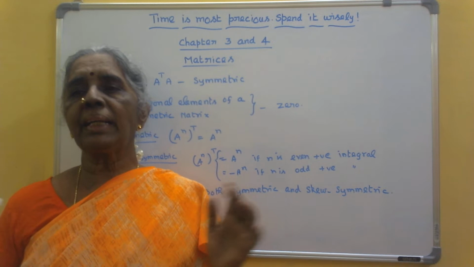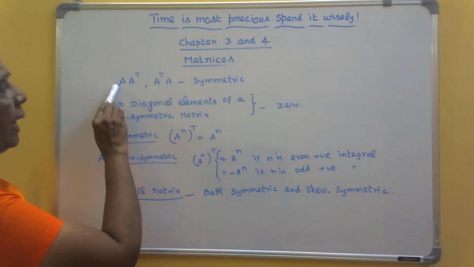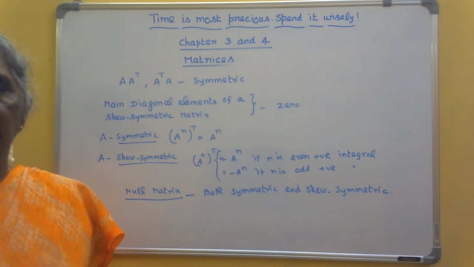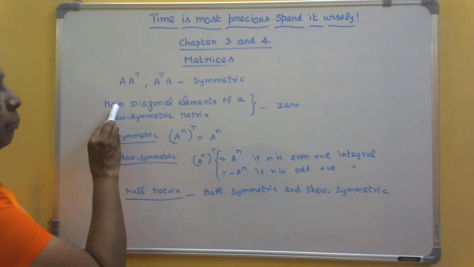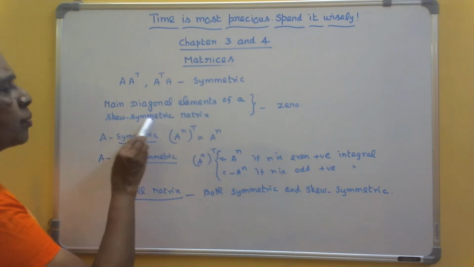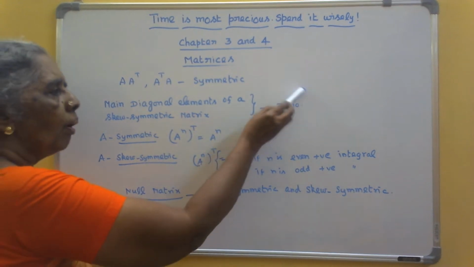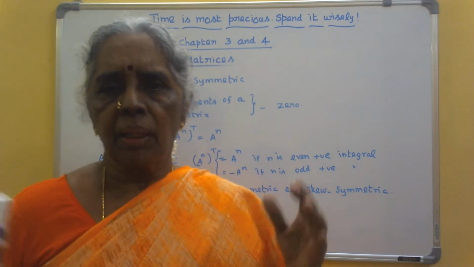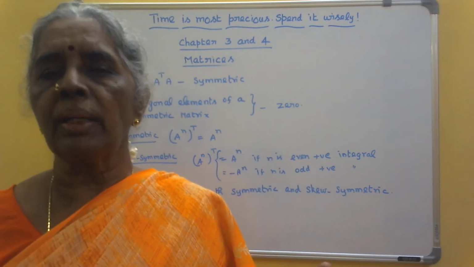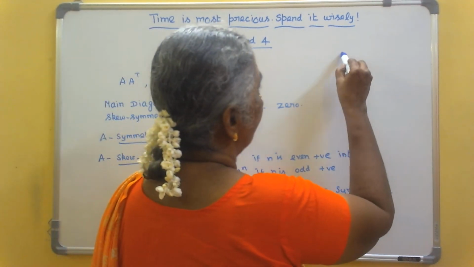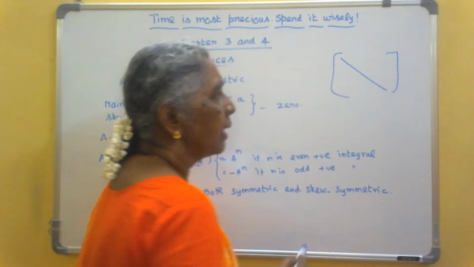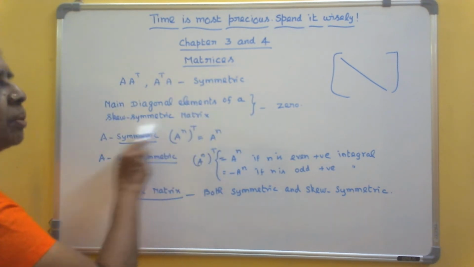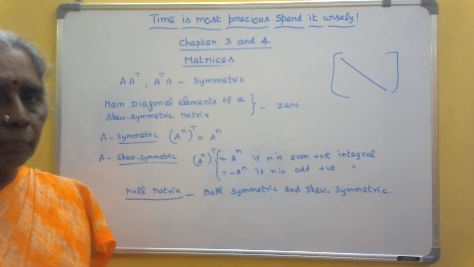For any square matrix A, A into A transpose or A transpose into A will be symmetric. Then the main diagonal elements of a skew symmetric matrix are all 0. A very important property you should remember. You can call it main diagonal, or just diagonal. Supposing you have a 3 by 3 like this, this is called the diagonal. All the diagonal elements will be 0 in a skew symmetric matrix, which you have to remember.